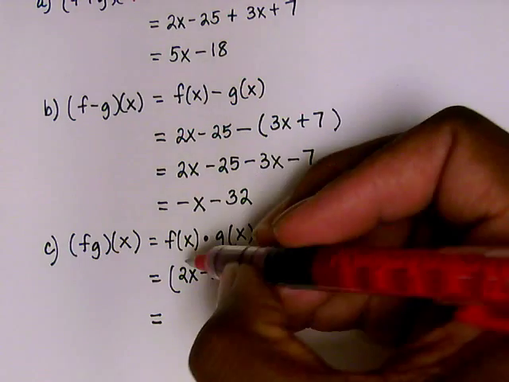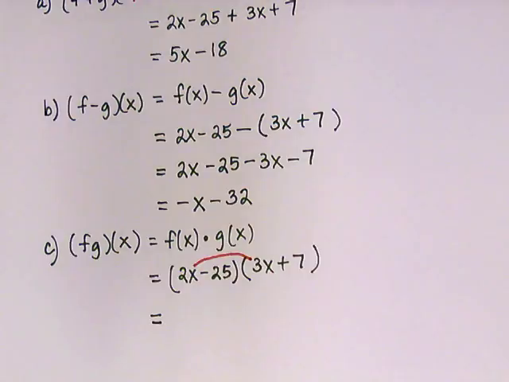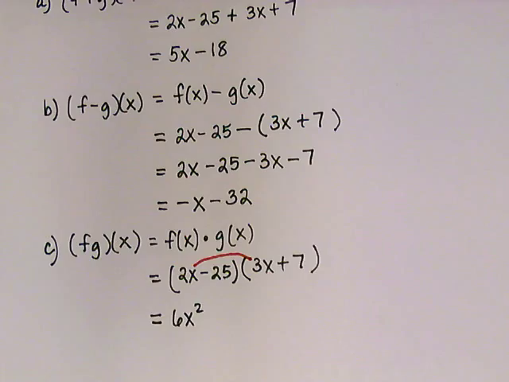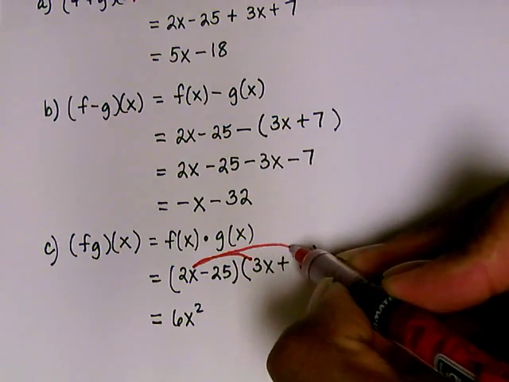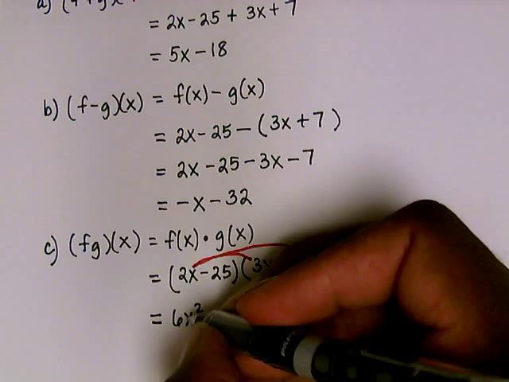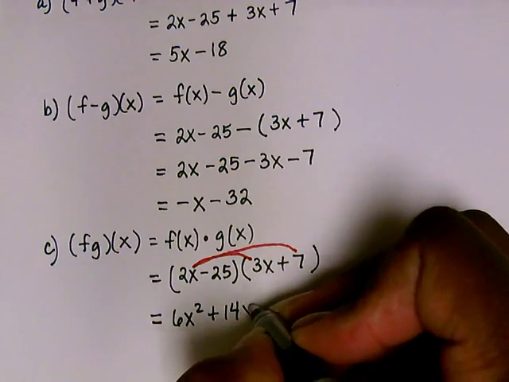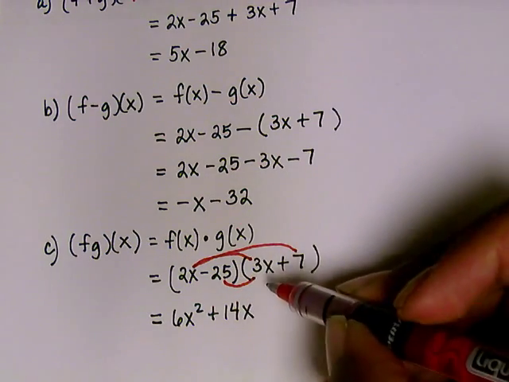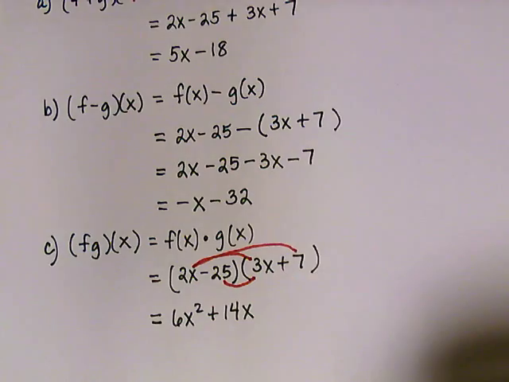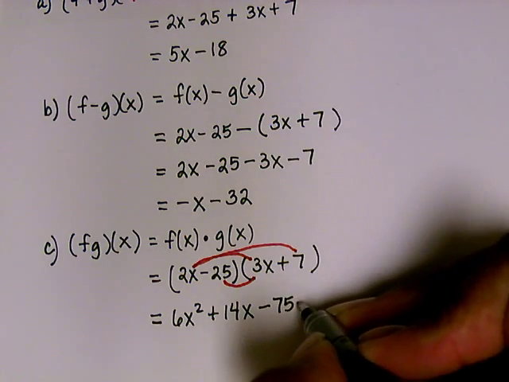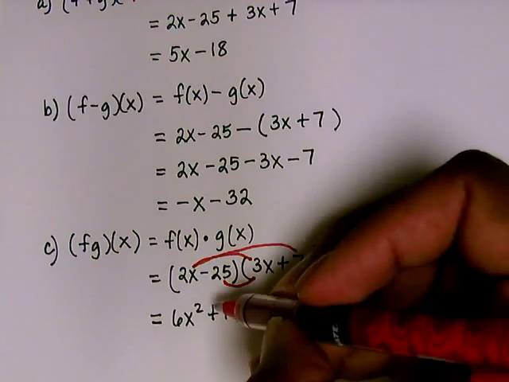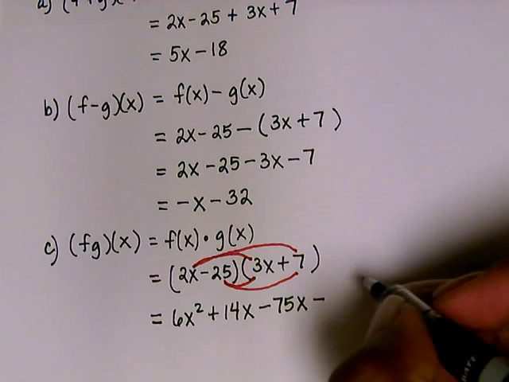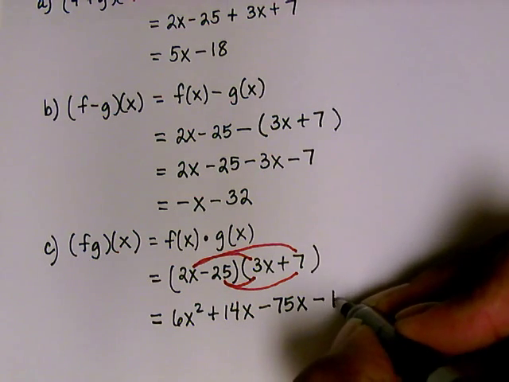And the FOIL method is this. We take the first term times the first term, that's 2x times 3x, that would be 6x squared. The outer would be these two terms, 2x times 7, and that's a plus 14x. Your inner will be these two terms, negative 25 times 3x, that's a minus 75x. And then the last times the last, minus 25 times 7, that would be a minus 175.